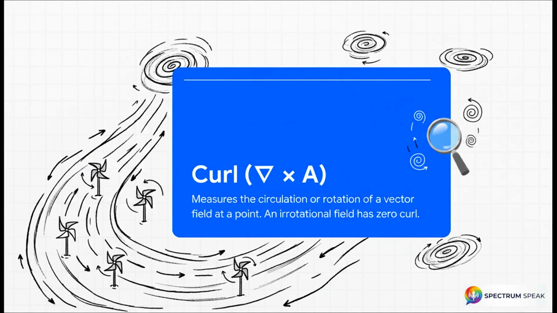And our third tool is the curl. This one is all about measuring the rotation at a point. The best way to think about it is to imagine dropping a tiny little pinwheel into a flowing river. If that pinwheel starts spinning, then the field has a non-zero curl right at that spot. It's literally measuring the little whirlpools and eddies in the flow.